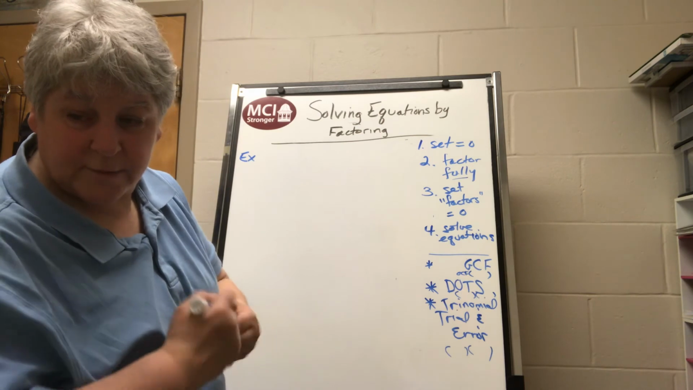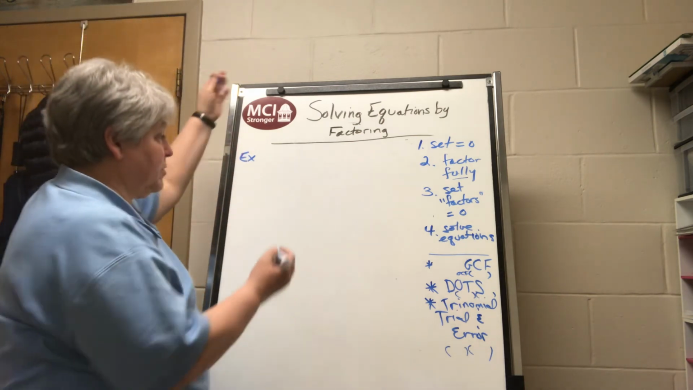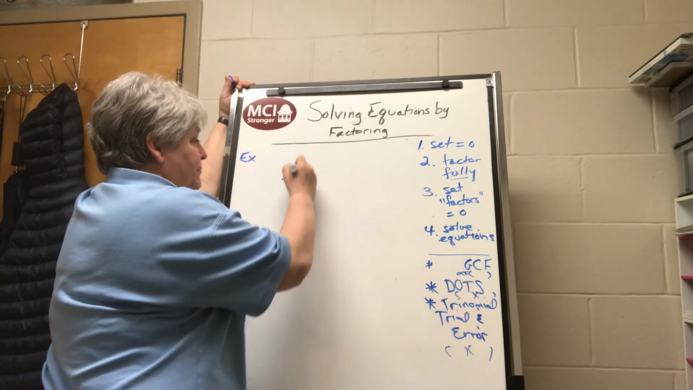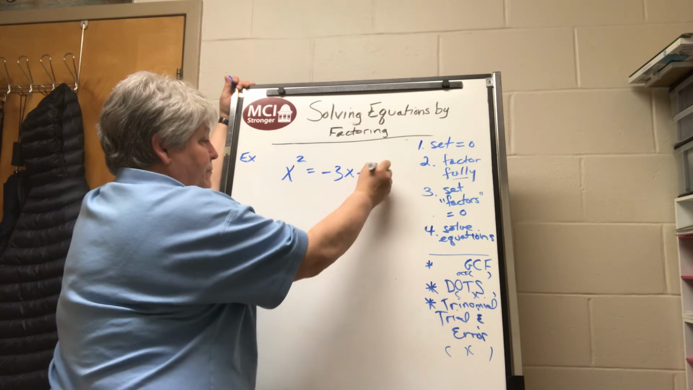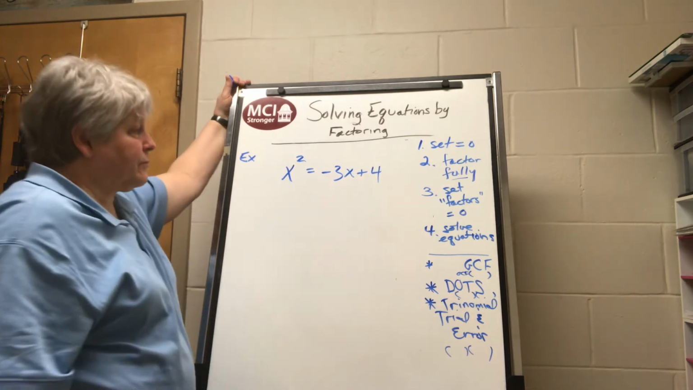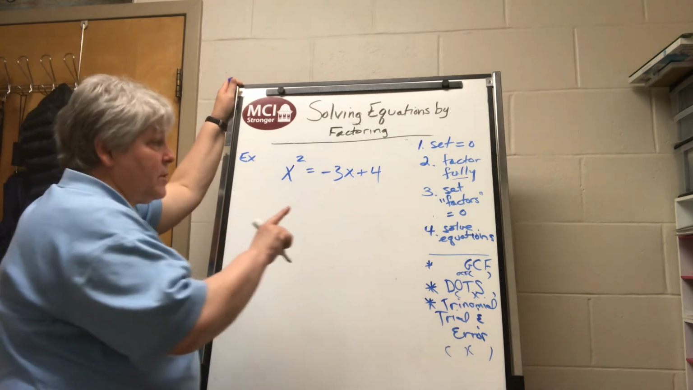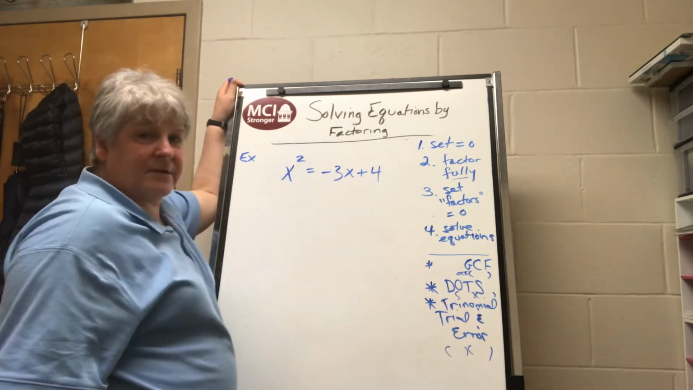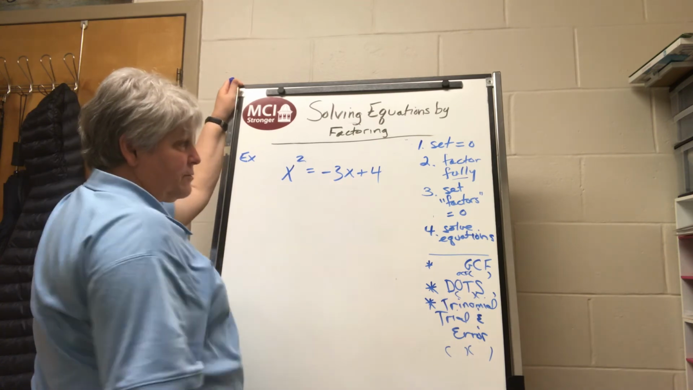So the last problem we're going to do is x squared equals negative 3x plus 4. So notice, for the first time, nobody got it set equal to 0. We've got terms on both sides, no 0 on either side.